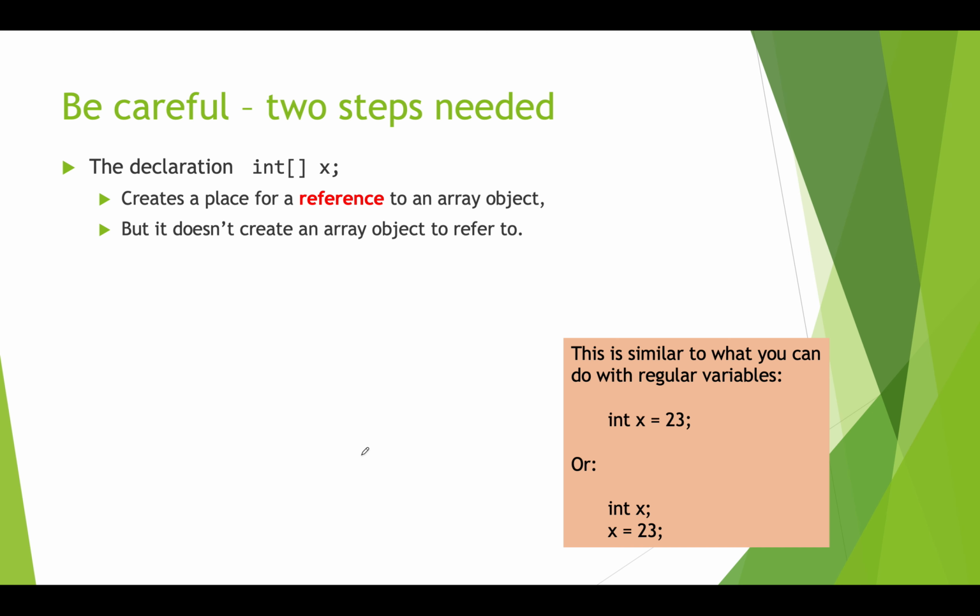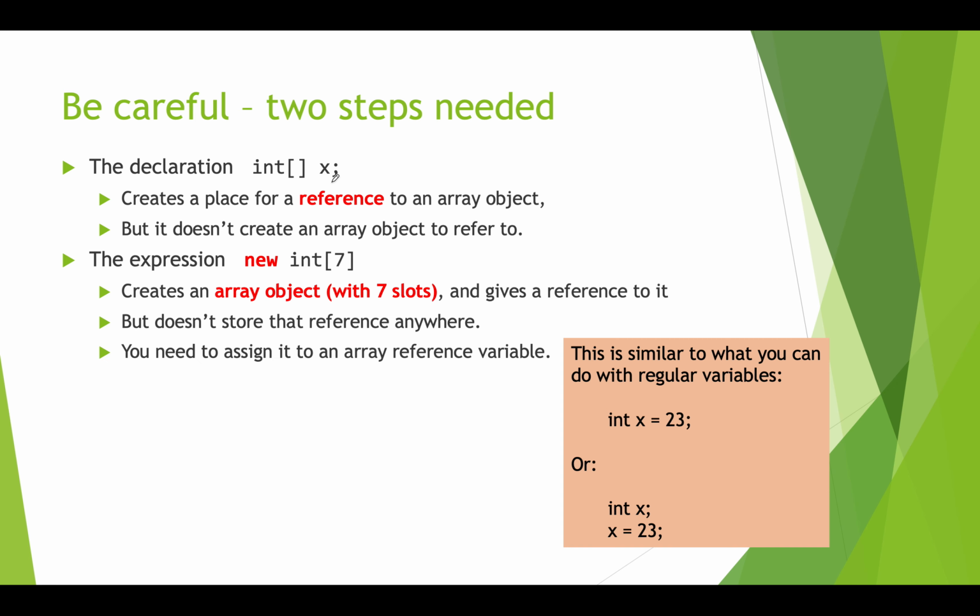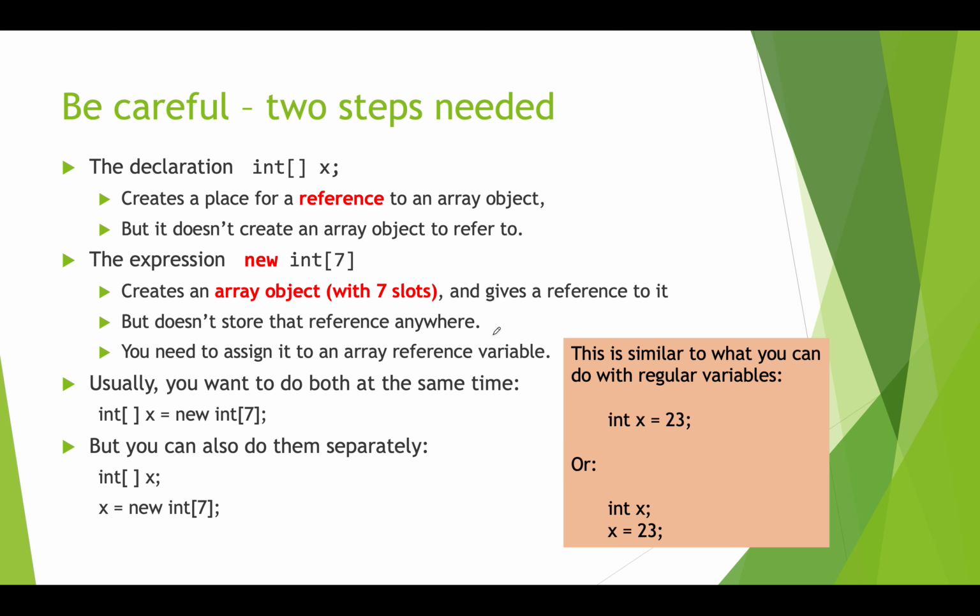Okay, so it's really important to remember that 2 steps are needed. When we do this declaration, int[] x, this creates a reference that can point to an array object, but doesn't create the array object. This expression creates the array object and gives us a reference for it, but this expression by itself doesn't store that reference anywhere. We need an equal sign to assign it to something, and we typically need to assign it to an array reference variable.